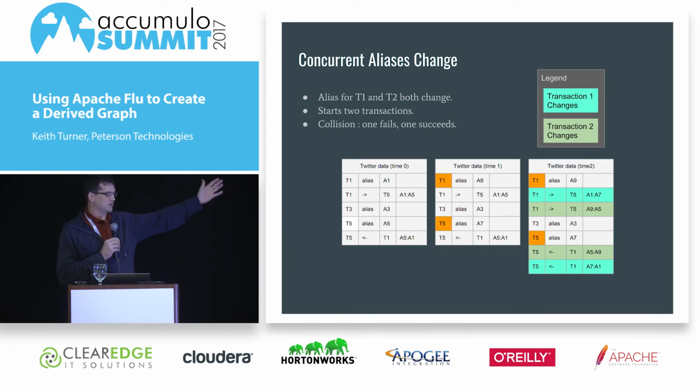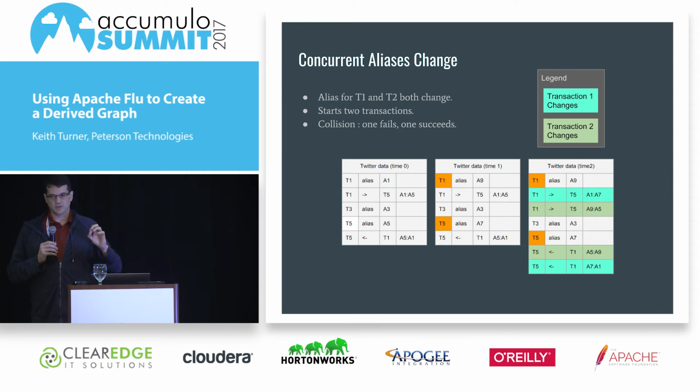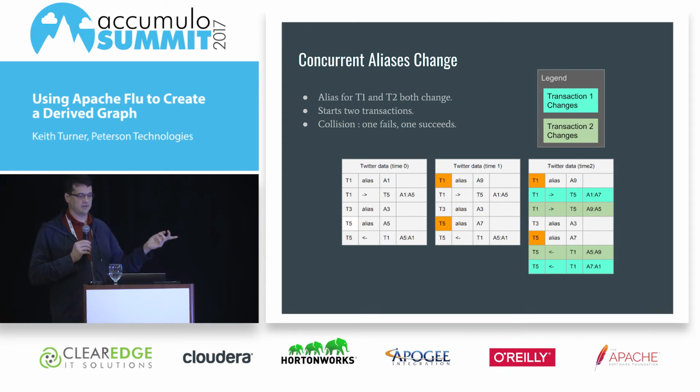So this is looking at the scenario where you have 2 nodes, like 2 Twitter nodes, T1 and T5, and both of their aliases were changed. And that's going to cause 2 transactions to try to process those. So I have transaction 1 and transaction 2. They're both trying to deal with this situation. And what happens is they both try to change the same data at the same time.